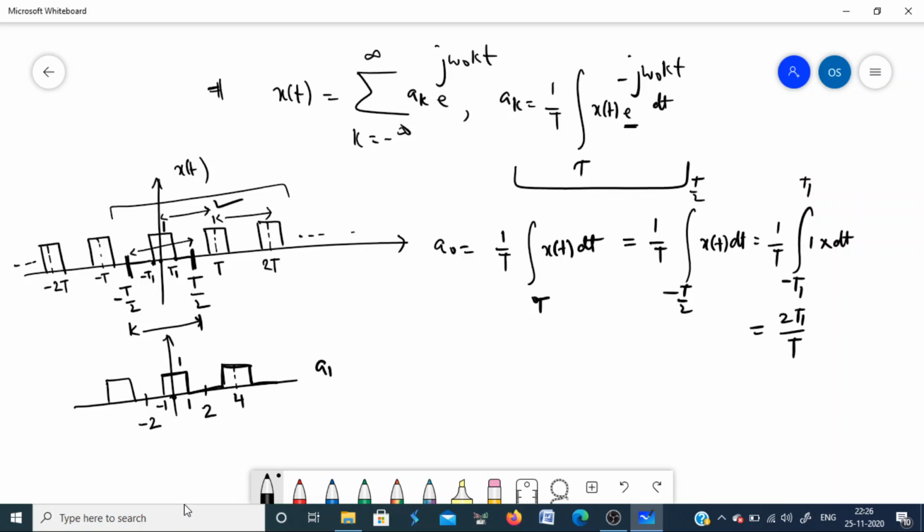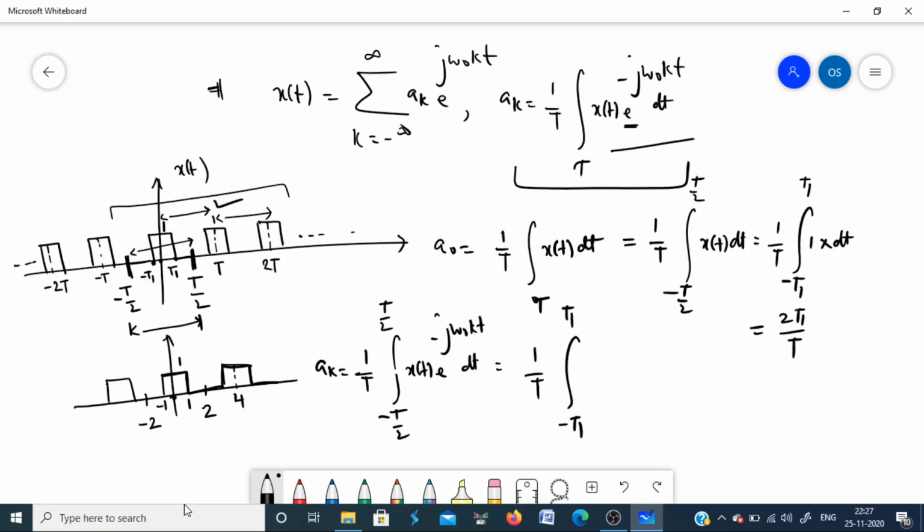And then you have to find ak for k not equal to 0. Again it is this equation: 1 by T integration over one time period. Again I take from minus T by 2 to T by 2, xt e raised to power minus j omega naught kt dt. So it becomes 1 by T integration from minus T1 to T1 again, because from minus T by 2 to minus T1 it is 0, and from T1 to plus T by 2 it is again 0. It is only non-zero between minus T1 and plus T1, and there it is 1.